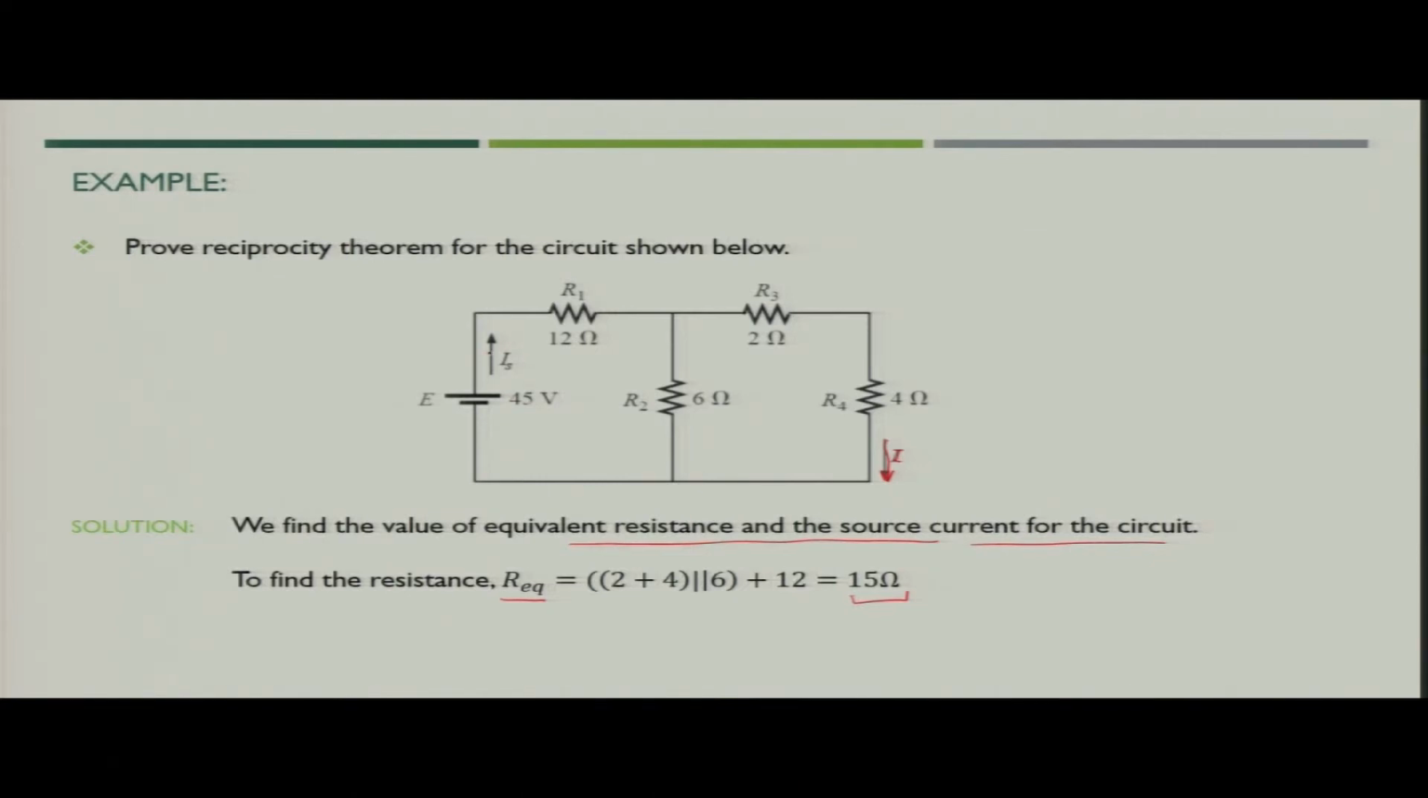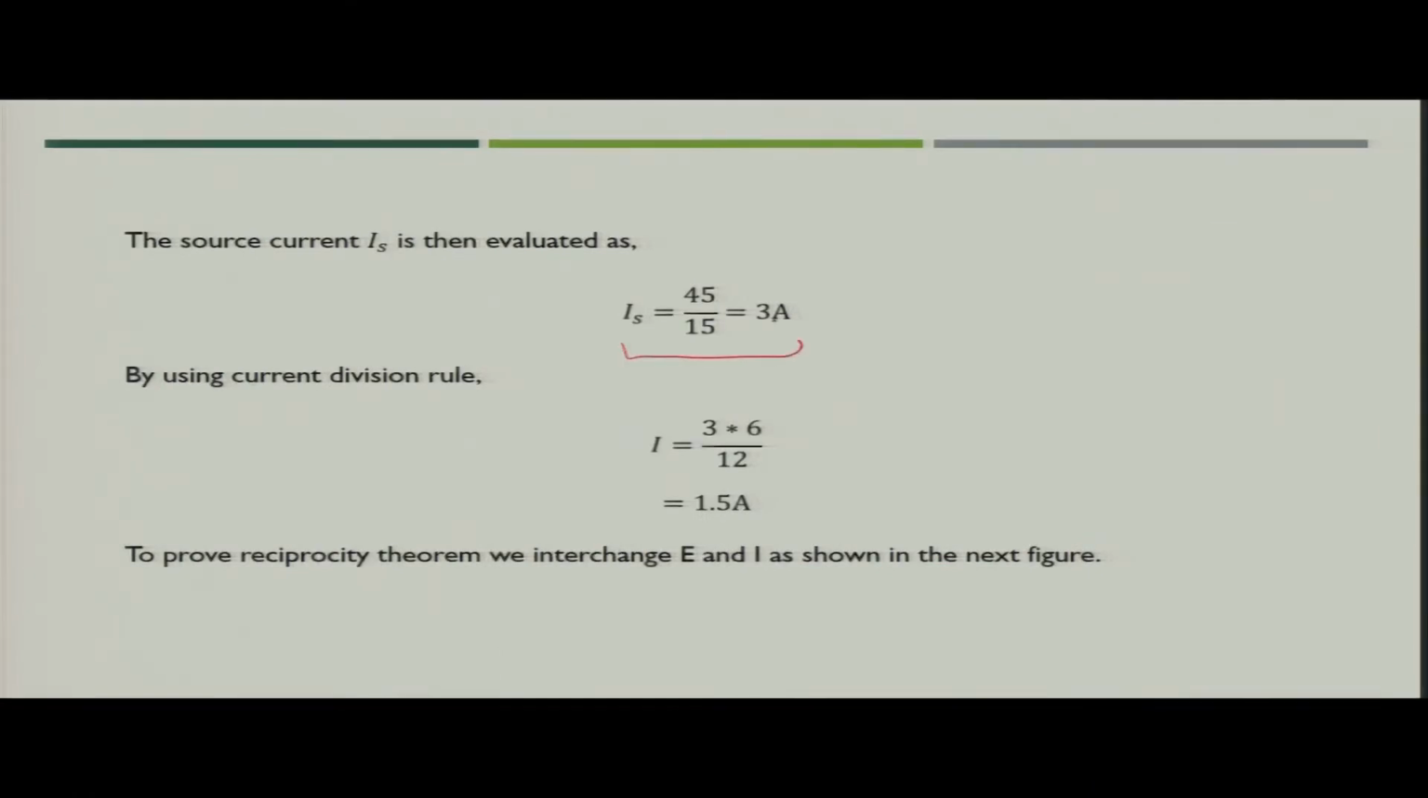So, you can find out the value of current Is. The current Is would be 3 ampere, because 45 by 15, 45 volt is the value of voltage source. So, you have got 3 ampere.